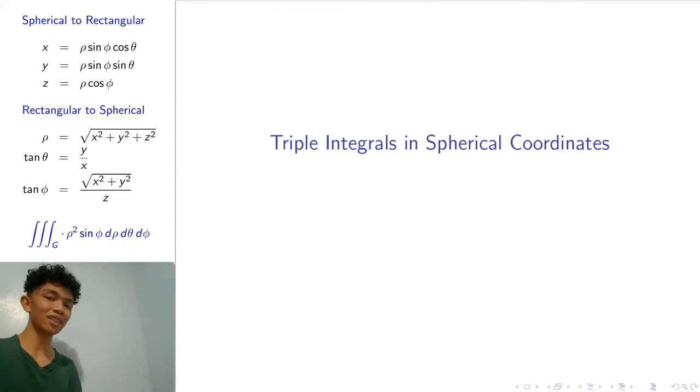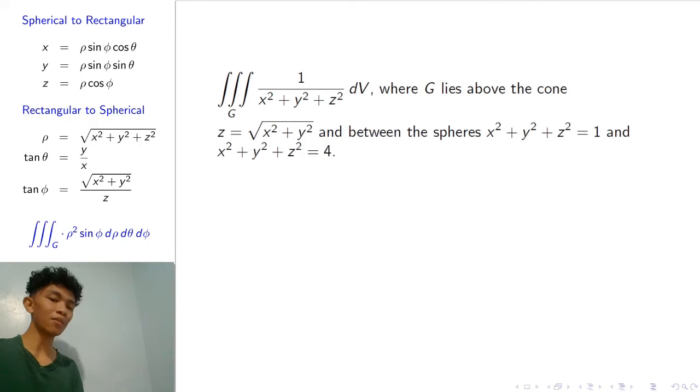Hi, today we'll do our discussion on triple integrals in spherical coordinates. We start with this example. You're asked to evaluate the triple integral of 1 over x squared plus y squared plus z squared over the solid G lying above the cone z equal to square root of x squared plus y squared and between the spheres x squared plus y squared plus z squared equal to 1 and x squared plus y squared plus z squared equal to 4. We begin by finding your spherical equations for your boundary surfaces, starting with the cone.